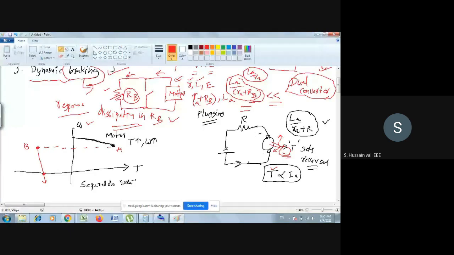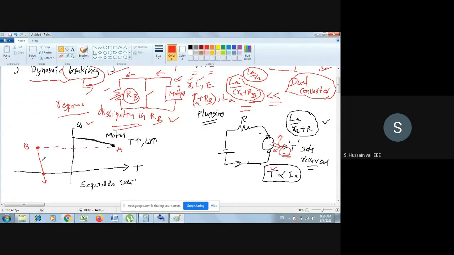So in the plugging method, you first reverse the voltage polarity, and in between you put a resistor. The advantage is that the current gets reversed, so the torque becomes negative. When the torque becomes negative, it applies a force in the opposite direction on the motor, so the motor speed slowly decreases. First it decreases, and after that it reverses and goes in the opposite direction.